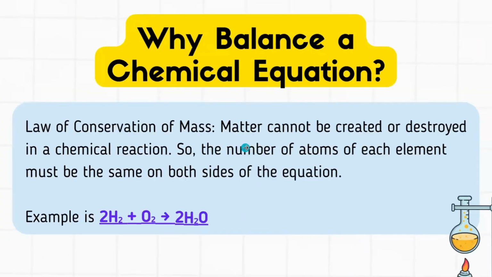So why balance the chemical equation? Matter cannot be created or destroyed in a chemical reaction, right? And the number of atoms of each element must be the same on both sides of the equation. If you write 3 hydrogen atoms on the left hand side and 2 hydrogen atoms on the right hand side, will that be balanced? No, and that won't even make sense.